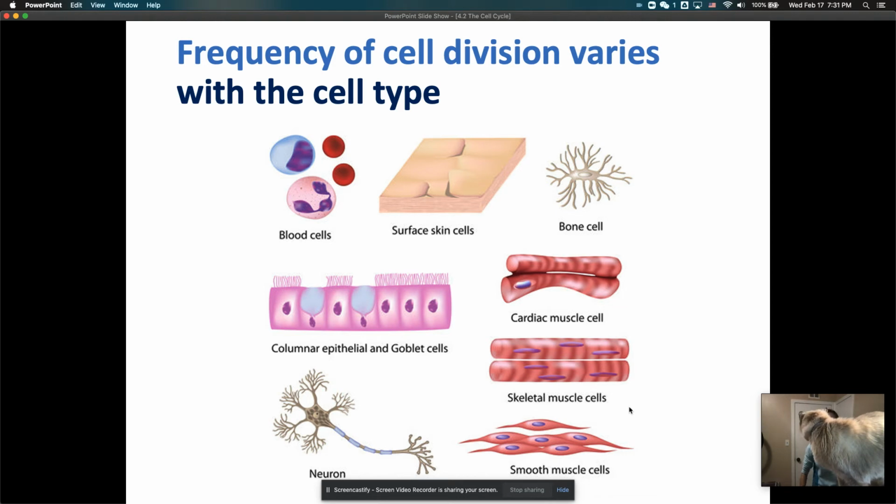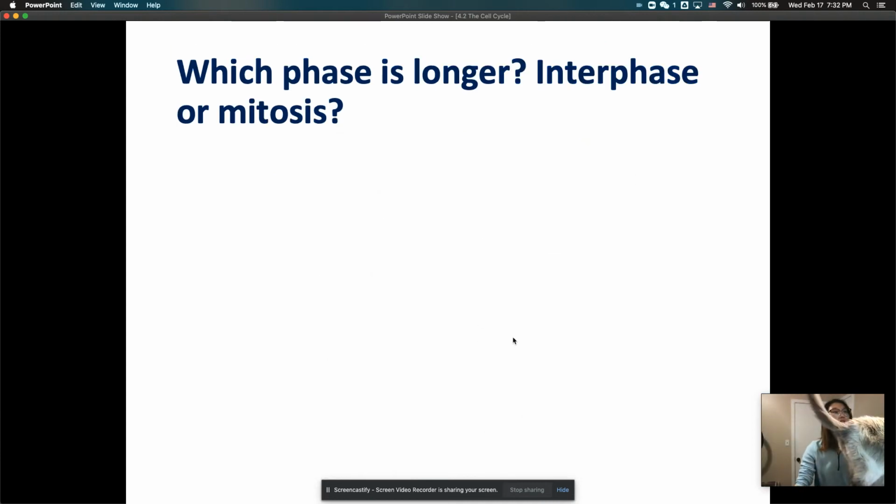Okay. So here we got frequency of cell division varies depending on the cell type, right? For example, red blood cells. We're very often making new red blood cells, right? We do it all the time, and that's great. A lot of muscle cells. We make a lot of new muscle cells. That's how you get more muscles, right? Neurons, on the other hand, don't divide as frequently, and that's okay.